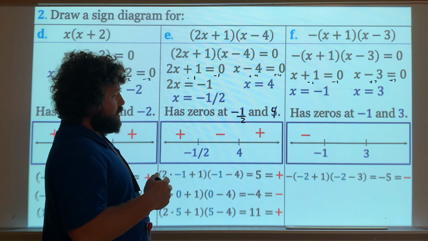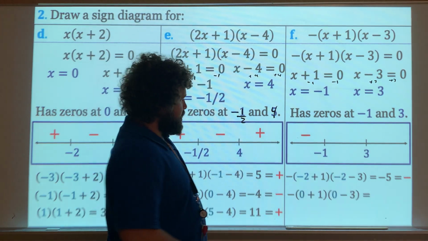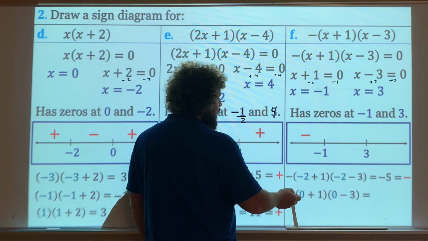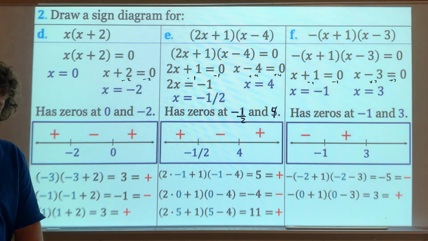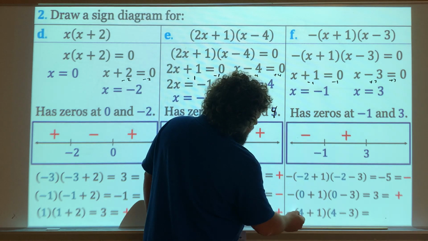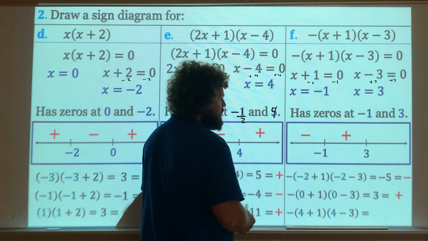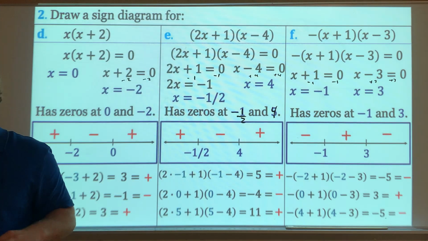All right? 0. 0 plus 1 is 1 times negative 3 is negative 3 times a negative is a positive 3, positive number. Number greater than 3. Let's pick 4. 4 plus 1 is 5. 5 times 1 is 5 times a negative is a negative 5, which is negative. And there you go with your answer.